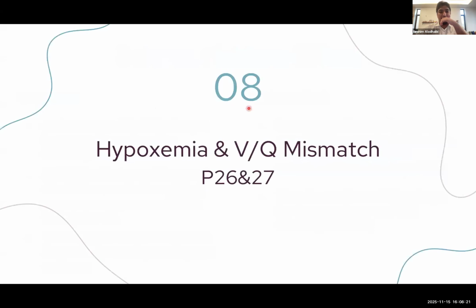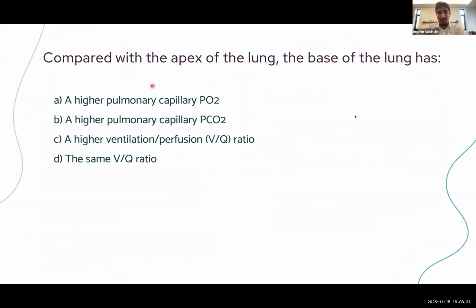All right, moving on to our next question. We're on our next topics, which are hypoxemia and VQ mismatch. So question number one. Compared with the apex of the lung, the base of the lung has which of the following?